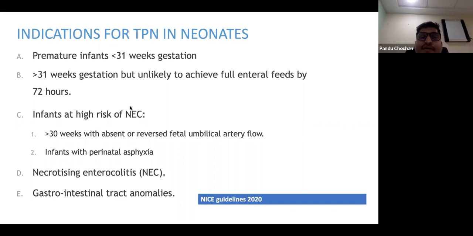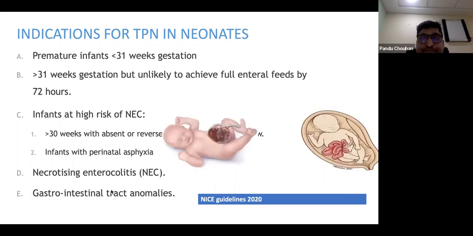Other indications are infants at high risk for necrotizing enterocolitis, infants more than 30 weeks with absent or reversed fetal umbilical artery flow, or infants with perinatal asphyxia, necrotizing enterocolitis, and gastrointestinal tract abnormalities. So this is omphalocele, where you can see the umbilical sac and the bowel is present within the sac. It is a midline defect. Here you can see gastroschisis. The umbilicus is intact. Here the bowel is erupted outside the abdominal cavity. These children require prolonged parenteral nutrition and supportive care.